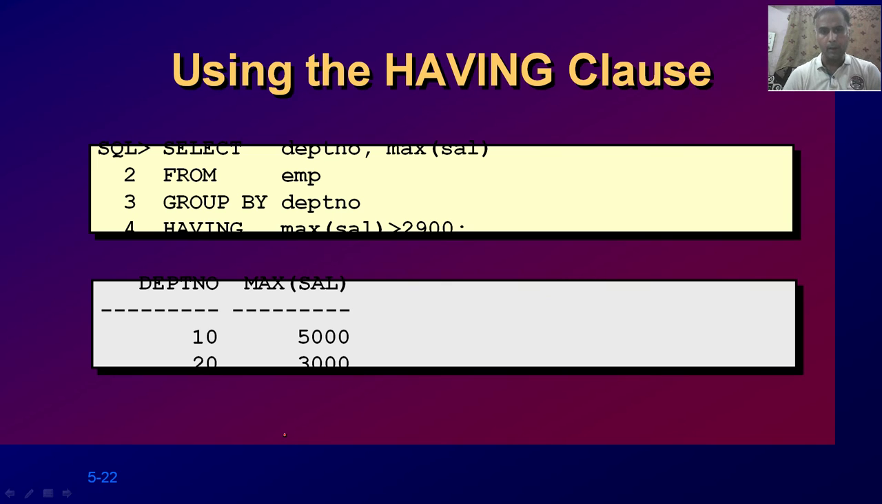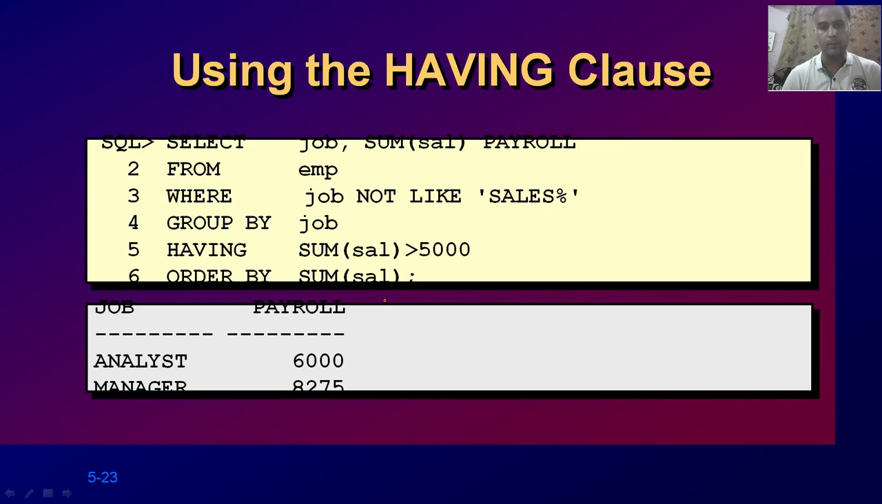Look here: select department number, max salary, from table EMP, group by department number. Now HAVING max salary is greater than 2900, so we will get the result. So after GROUP BY we can check a further condition with the help of the HAVING clause. This will help you find the result.